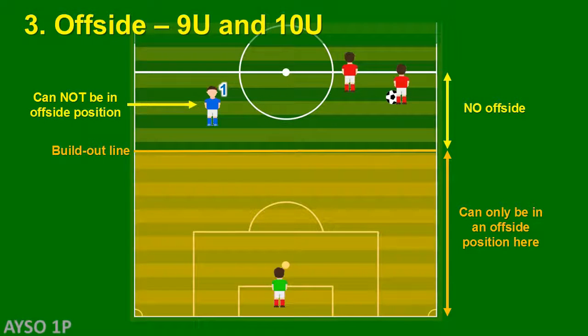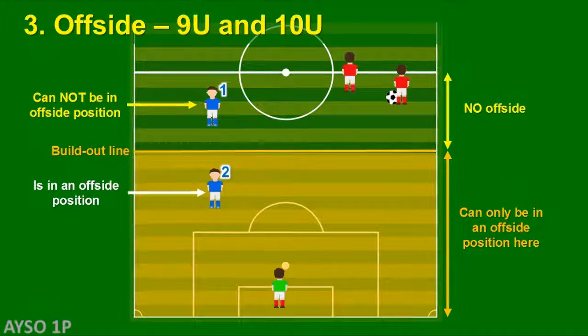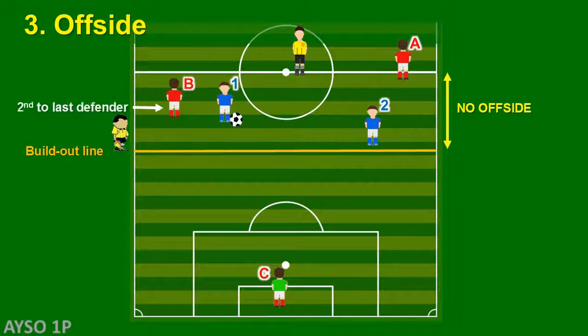They can only be in an offside position if they are closer to the opponent's goal line than the build-out line. Player number 2 is in an offside position. Remember, it is not an offense for a player to be in an offside position.